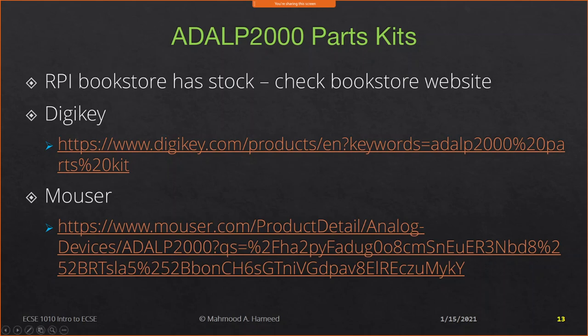And I will also be pasting the links in the chat box here. This is for the parts kit. Again, every student needs one board and one parts kit. All right, so that's the DigiKey link, and that's the Mouser link.